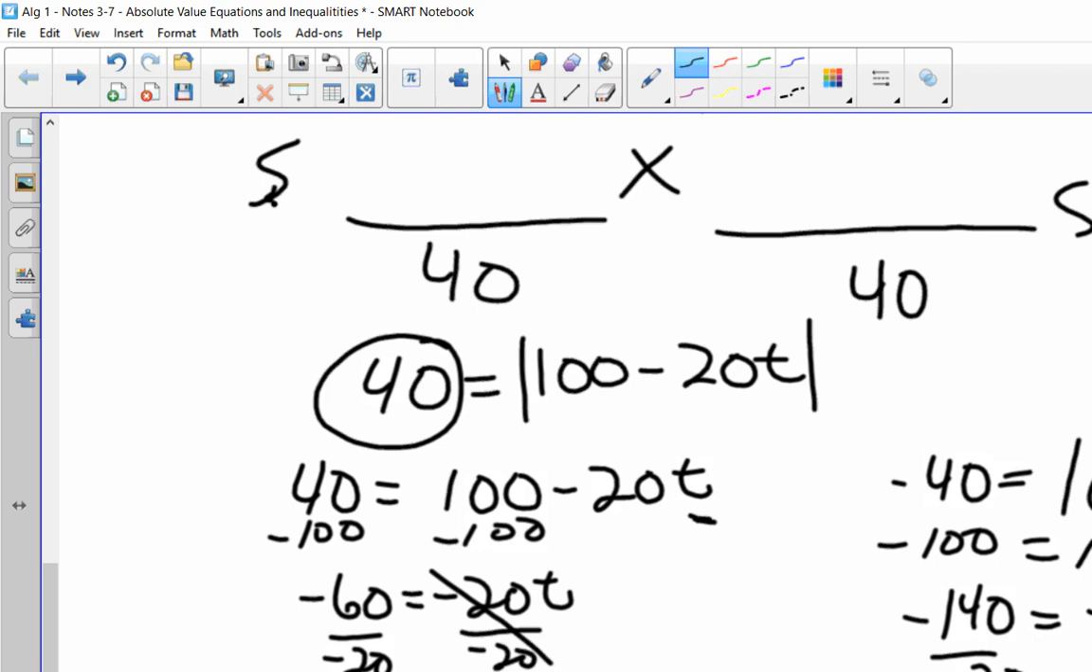so starting at 100 feet away, it's going to take them 3 seconds to get 40 feet away from you, and then it's going to take them 7 seconds to go by you and go 40 feet past you. Okay.